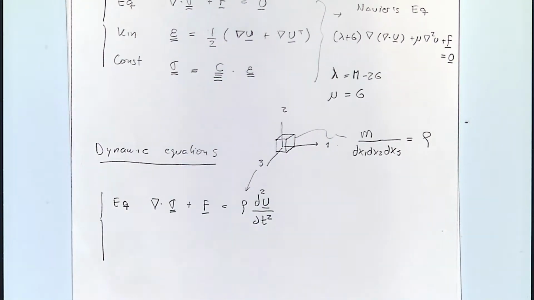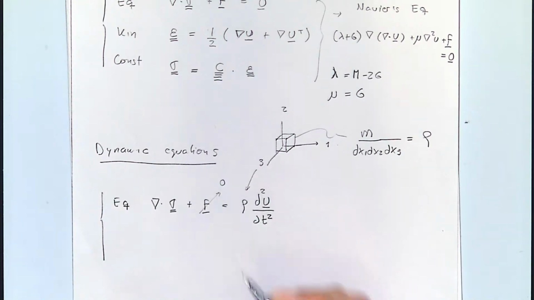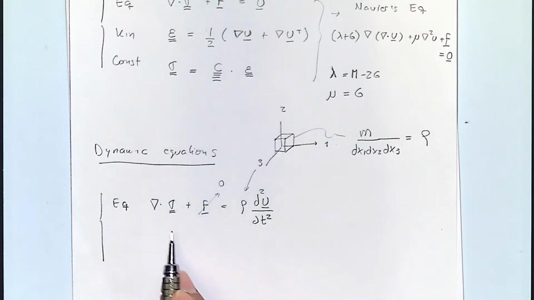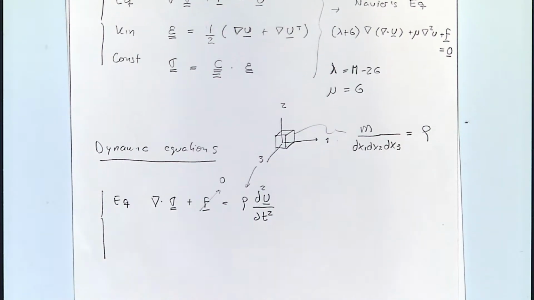And when we also work with these equations, in order to make it easier again, we're going to say that the body forces are equal to 0, or that the body forces are much smaller than the elastic forces and the inertial forces. The kinematic equations, do you think that those are going to change?